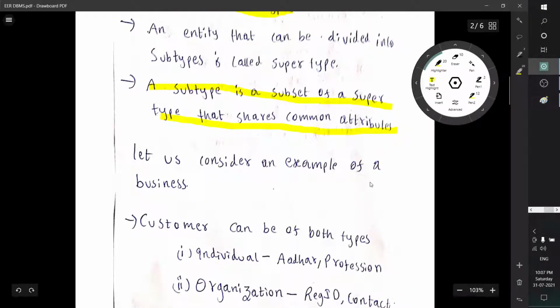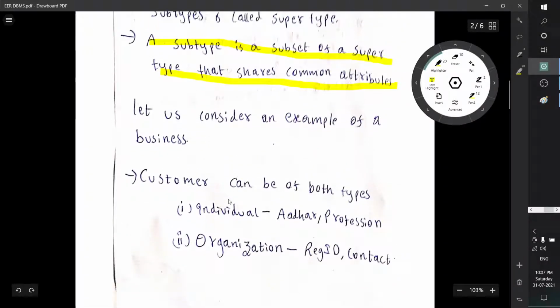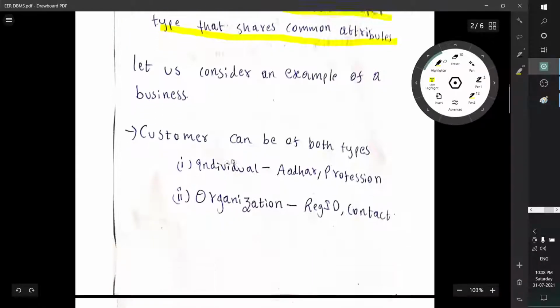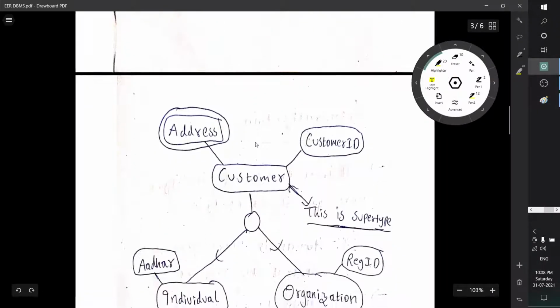So let us consider an example of a business. A customer in a particular business can be of two types, that is an individual customer or an organization. There may be a single person who buys a product from me, otherwise a particular organization is willing to buy a product from me. An individual will have attributes of Aadhaar number and profession, whereas an organization will have a registration ID and contact details. So now let us build a normal EER diagram.